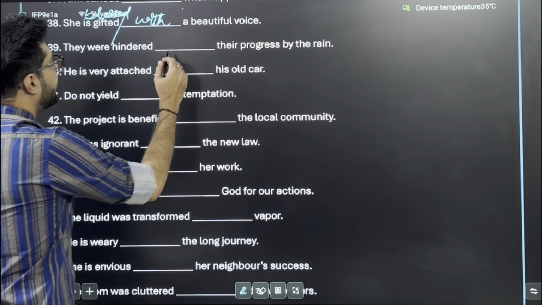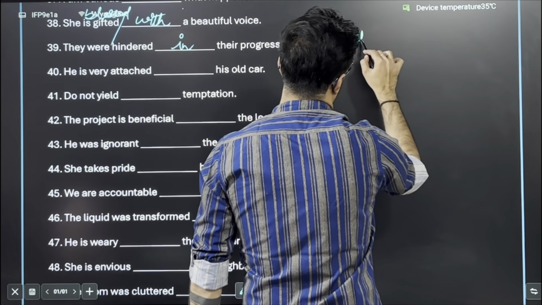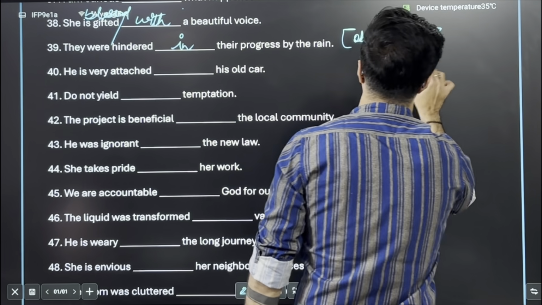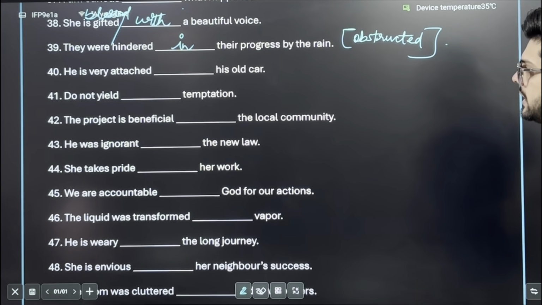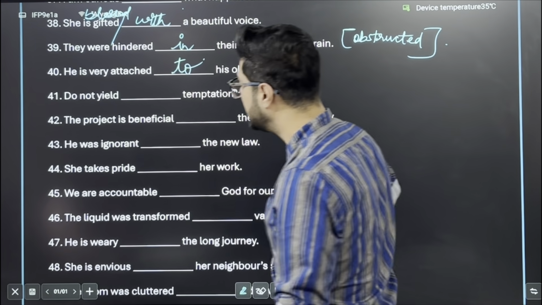They were hindered in their progress. Hindered means obstructed. रुकावट, that is obstructed. ठीक है. So they were hindered in their progress by the rain. He is very attached to his old car.